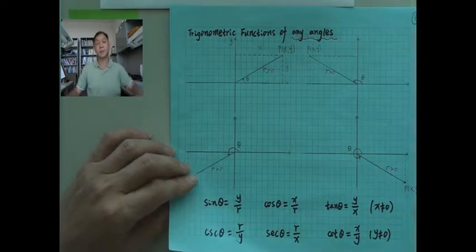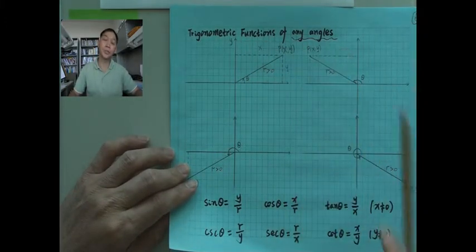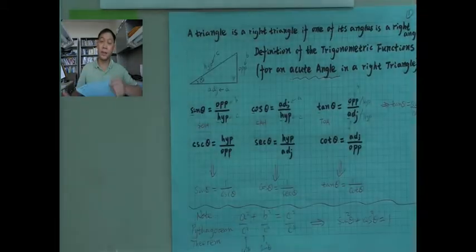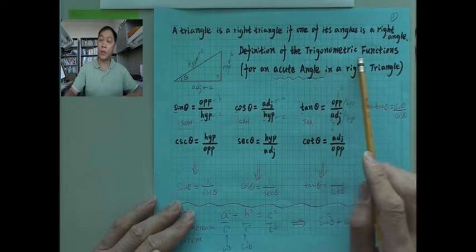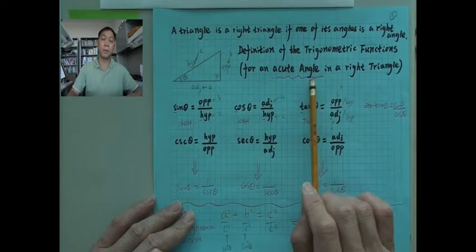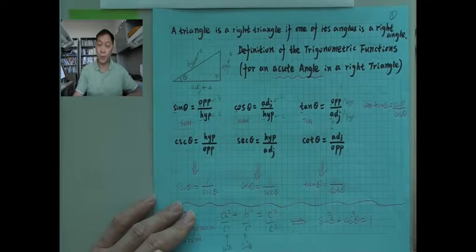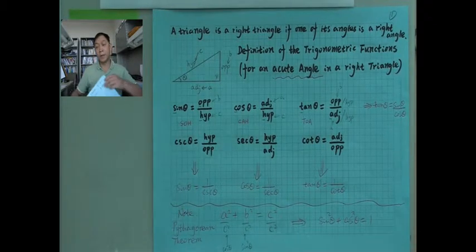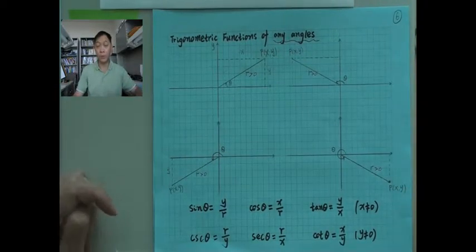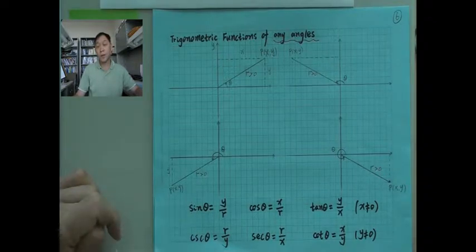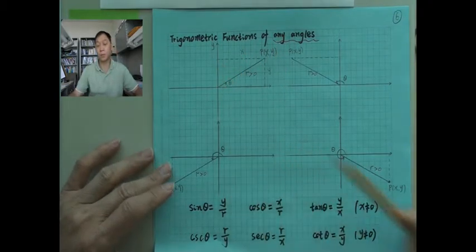In this lecture, we will talk about trigonometric functions of any angles. Previously we talked about trigonometric functions for an acute angle, meaning an angle less than 90 degrees and greater than 0. But we know that angles can be any angle, greater than 90 degrees. Then how are we going to define the trigonometric functions for any angle?